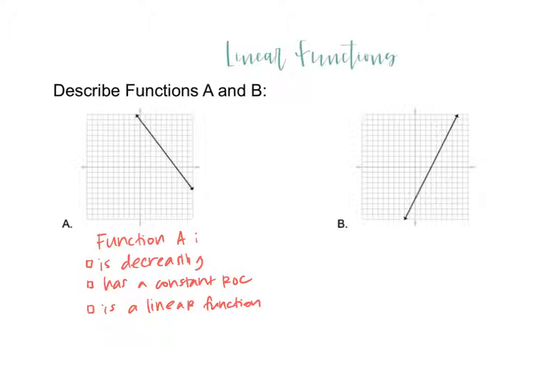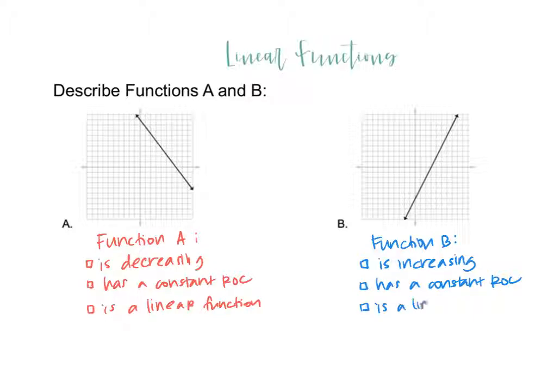Function B. So I'm going to describe function B. I also notice that function B from left to right is increasing. It's going up from left to right. And then I also notice that because it is a straight line on a graph, it also has a constant rate of change. And because it's increasing at a steady rate, I know that this is a linear function.